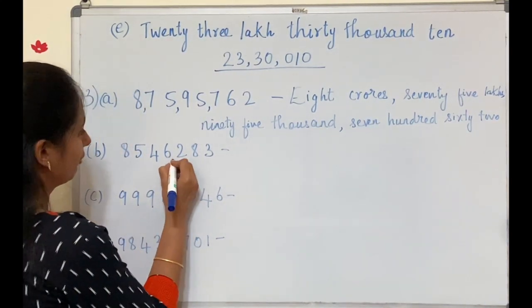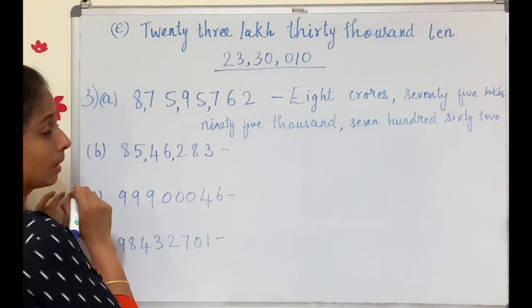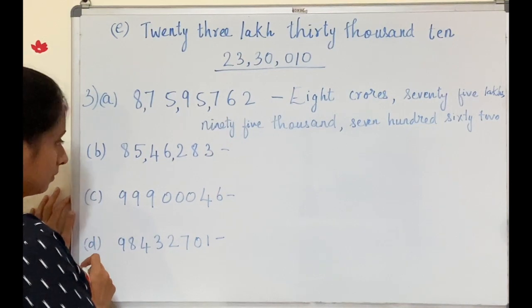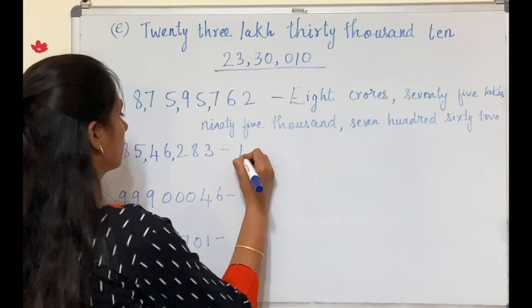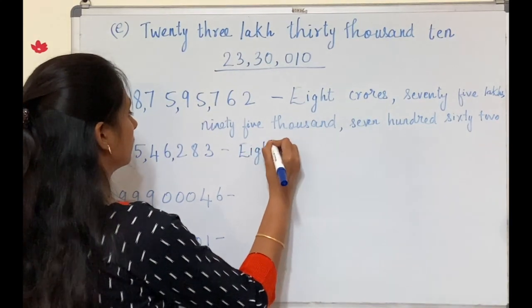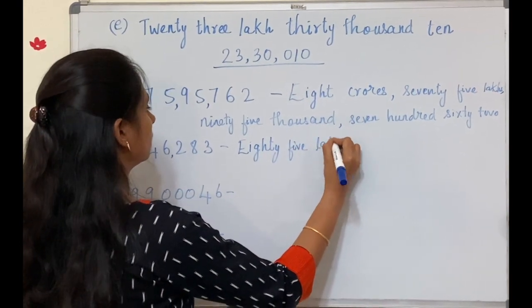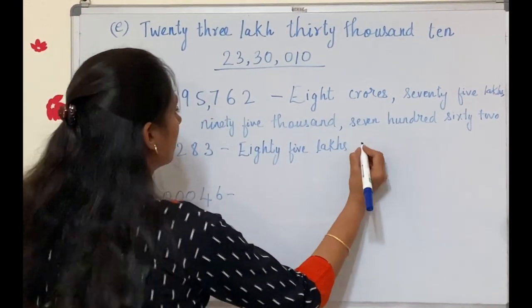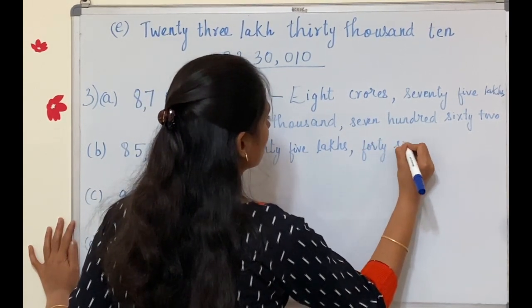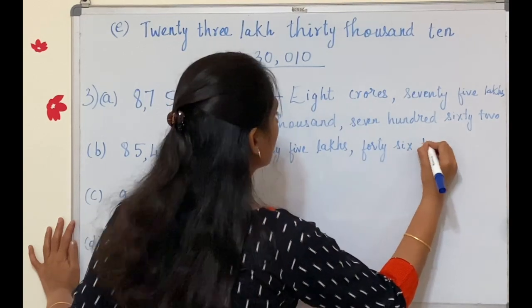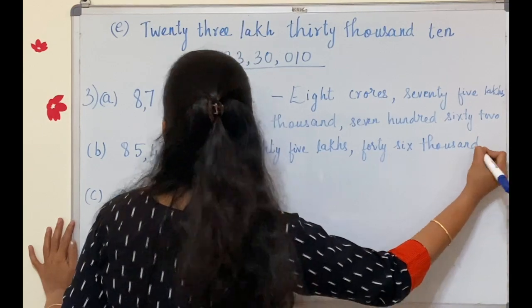Next number. I'll first place the commas. Okay. Now, can you tell me the number name, Tarun? 85 lakhs 46,283. Very good. 85 lakhs, 46,283.